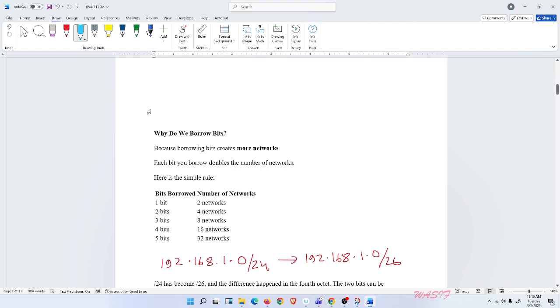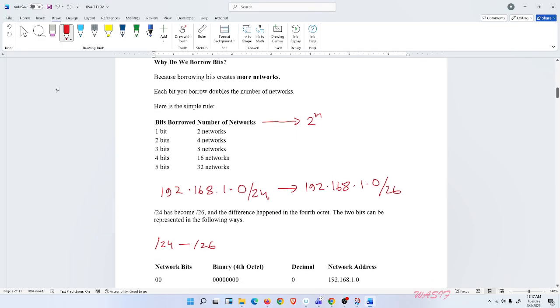Then why do we borrow bits? Because borrowing bits creates more networks. Each bit you borrow doubles the number of networks. For example, if you borrow 1 bit, you will create 2 networks. If you borrow 2 bits, 4. The formula is very simple. The formula is 2 to the power n. Based on that, you can do that.